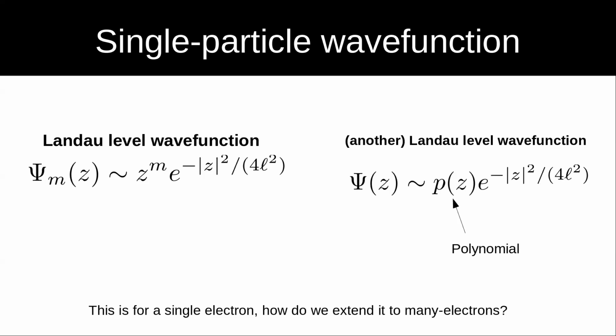Now, if you have all this set of zero level wave functions, you can think that since they all have the same Gaussian envelope, then any polynomial in Z is also going to be a Landau level wave function. So in general, you can write all the Landau level wave functions as an arbitrary polynomial in Z times the Gaussian envelope of Z. What is important is that you don't have the complex conjugate of Z in this polynomial. If you have the complex conjugate, you no longer have an eigenstate, but if you only have Z in the polynomial, then you do have an eigenstate.